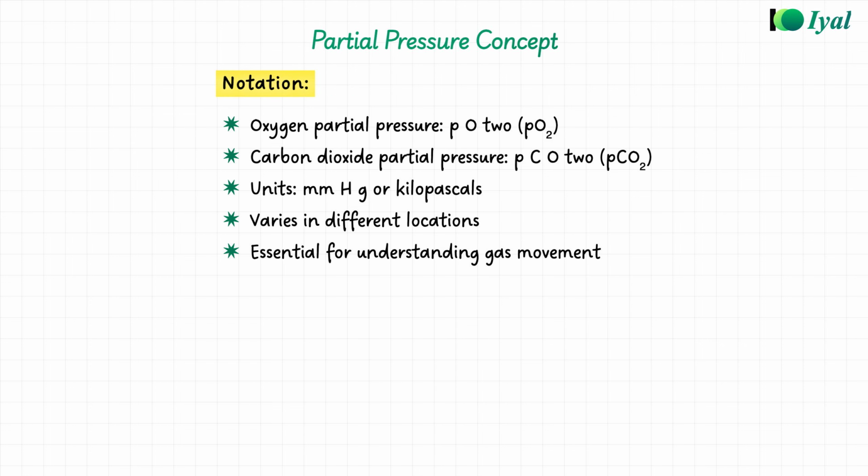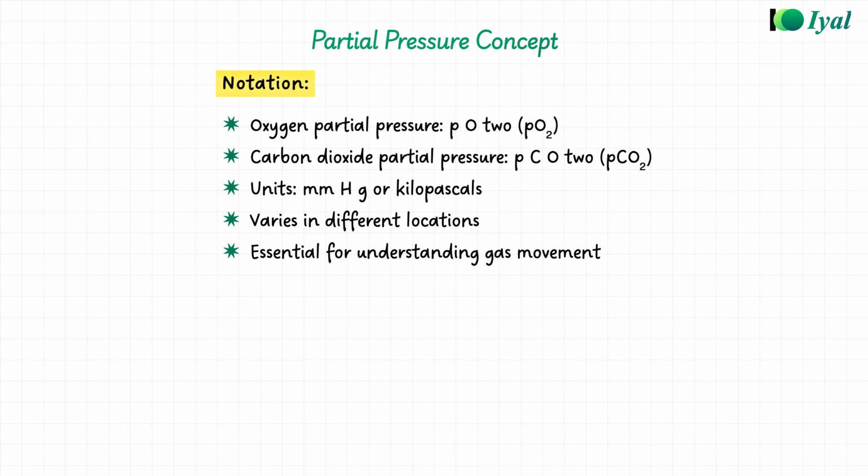We use special notation for partial pressures. For oxygen, we write PO2, that is P followed by O2. For carbon dioxide, we write PCO2, that is P followed by CO2. The P stands for partial pressure. These values are expressed in units like millimeters of mercury or kilopascals. And very important, these partial pressure values are different in different places in the body.